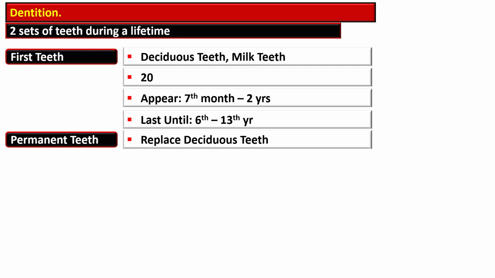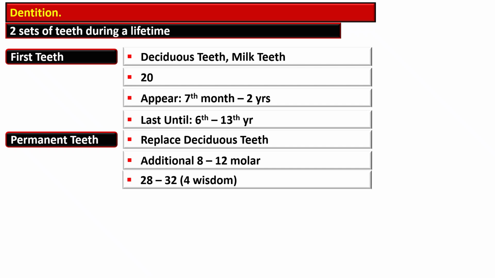And the second set is the permanent teeth. They replace the deciduous teeth as they are lost, and an additional 8 to 12 molars erupt posteriorly in the jaw, and the total number of these permanent teeth is 28 to 32. The variation depends on the presence of four wisdom teeth or third molars. They may not appear in everyone.